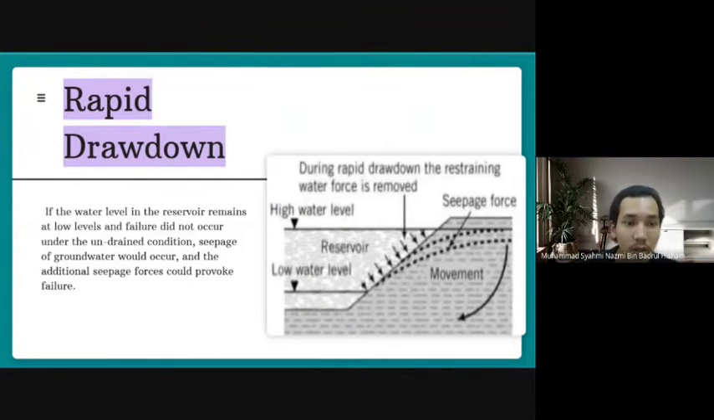Okay, rapid drawdown. What is the meaning of rapid drawdown? If the water level in the reservoir remains at a low level and the failure did not occur under the undrained condition, seepage of groundwater will occur, and the additional seepage force will provoke failure.